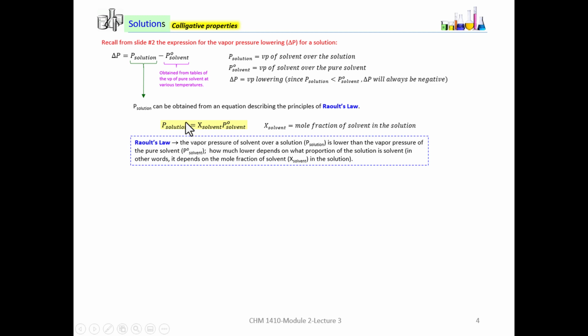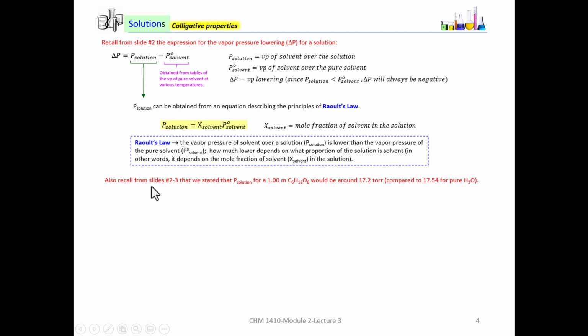How much the vapor pressure is lowered depends on what fraction of the molecules in the solution are actually solvent molecules. So if you dissolve more and more solute, the fraction of molecules that are solvent will drop, and so it will cause the vapor pressure to drop. The more solute you dissolve, the more the vapor pressure drops.